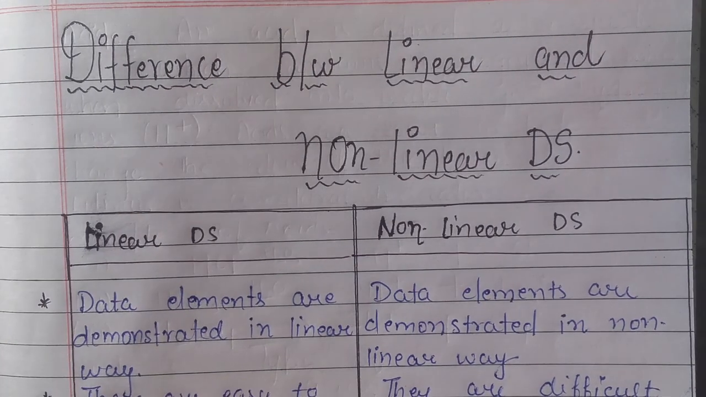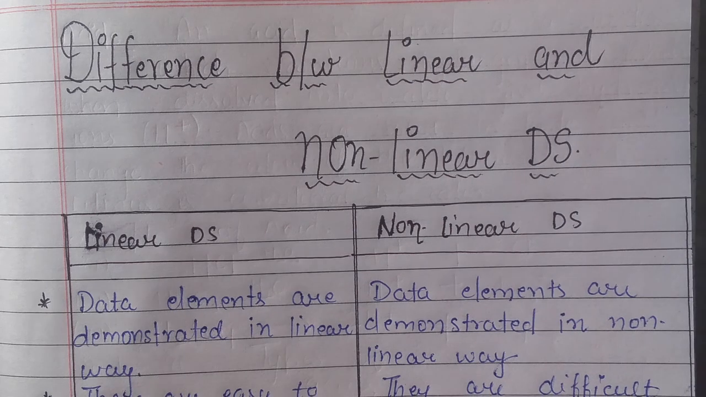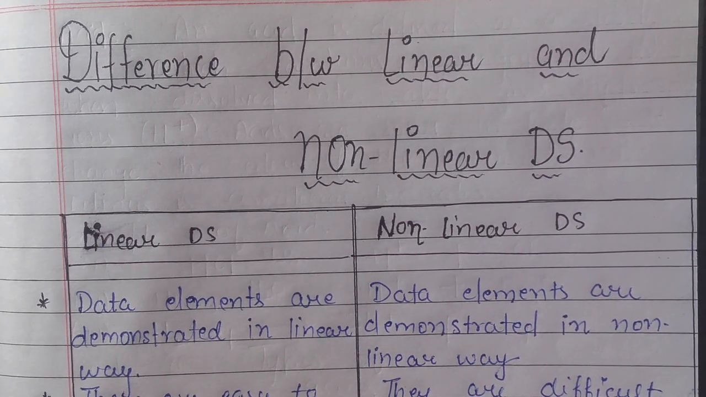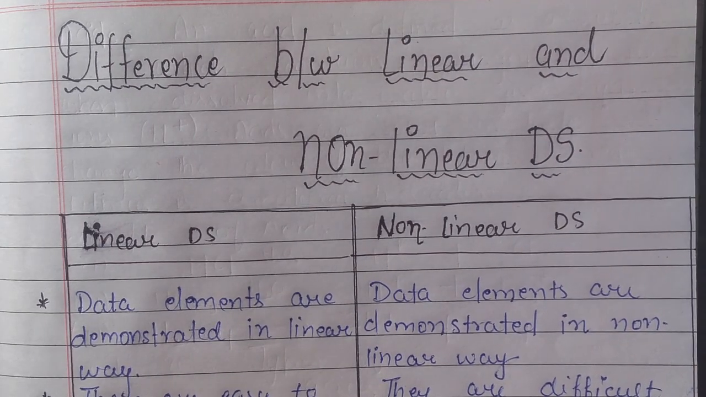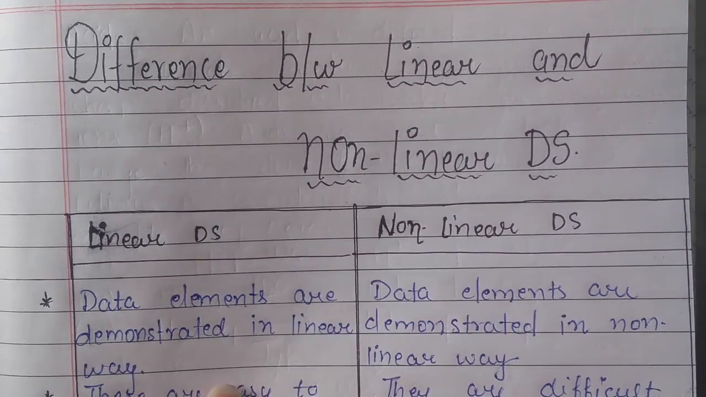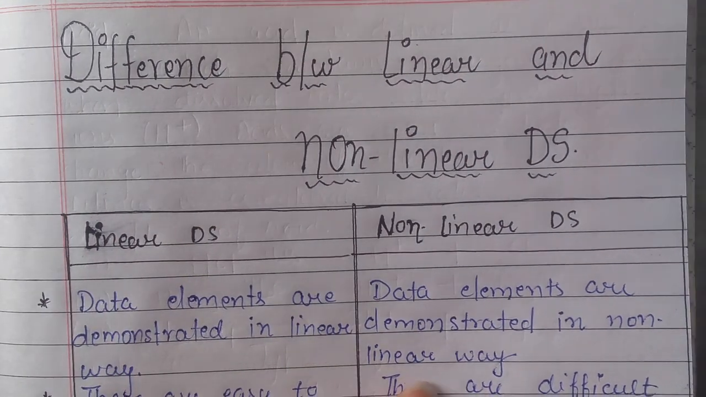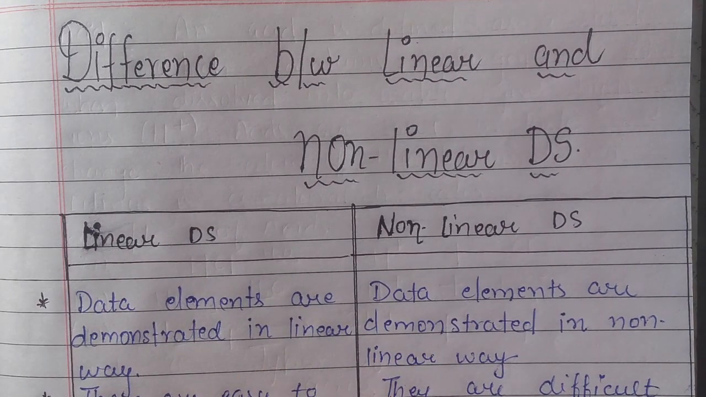Our today's topic is the difference between linear and non-linear data structures. As we are all familiar with the term data structures, we know that data structures are of two types, that is, linear data structures and non-linear data structures. So let us understand what the differences between these two terms are.